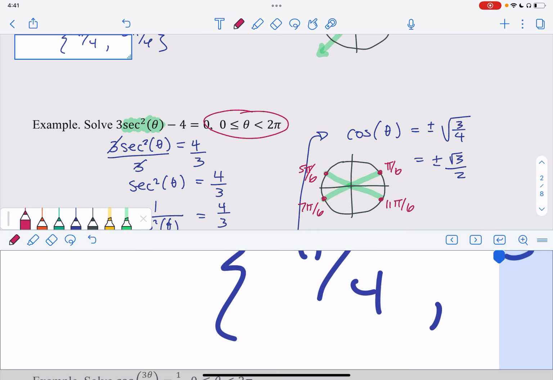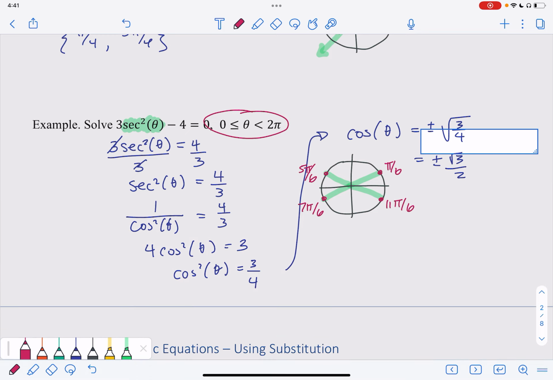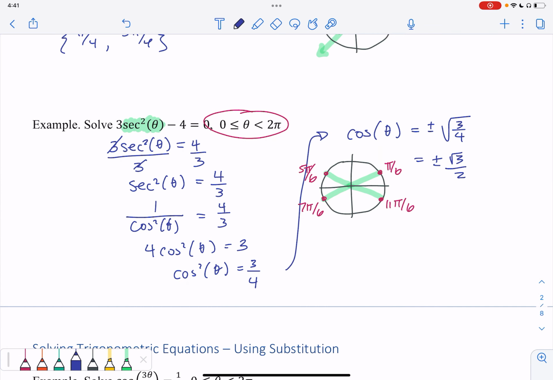And so careful here, what did I have? I have cosine of theta. When I'm solving an equation, I kind of want something on the left and the right at all times. So cosine of theta equals plus or minus root 3 over 2. That's going to give me theta is pi over 6, theta is 5 pi over 6, theta is 7 pi over 6, and theta is 11 pi over 6.